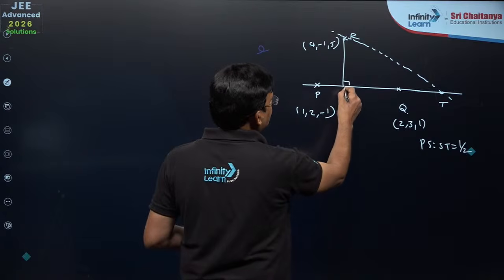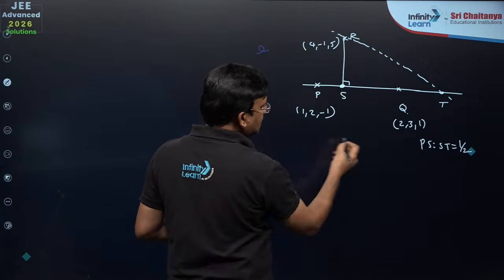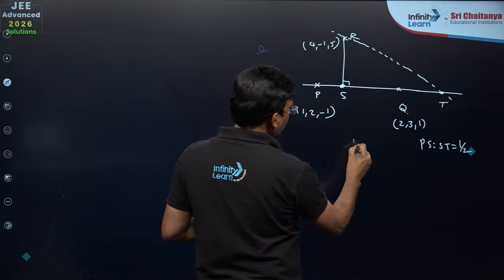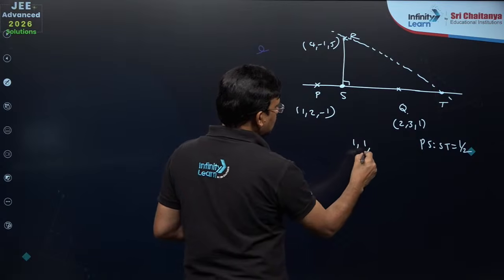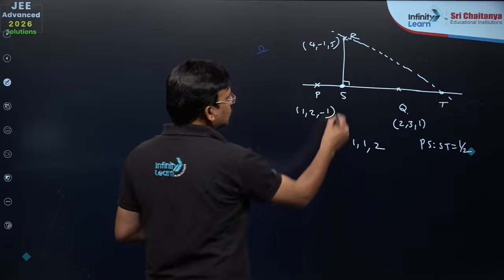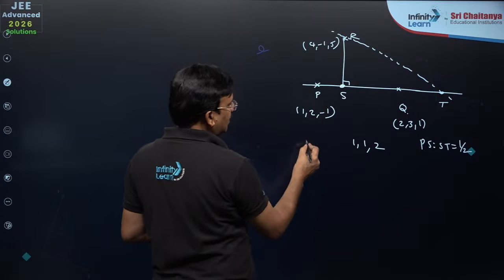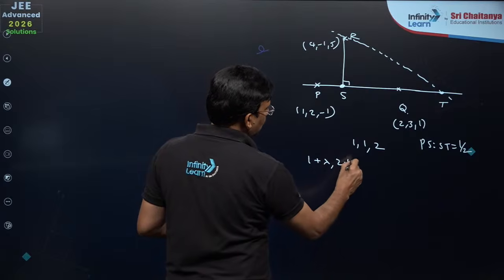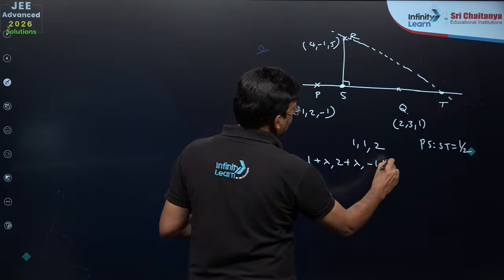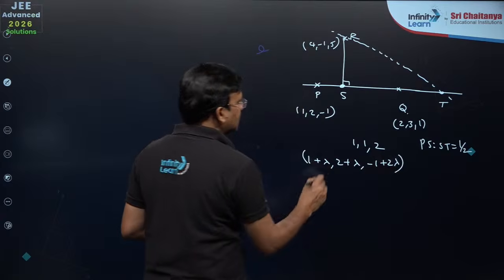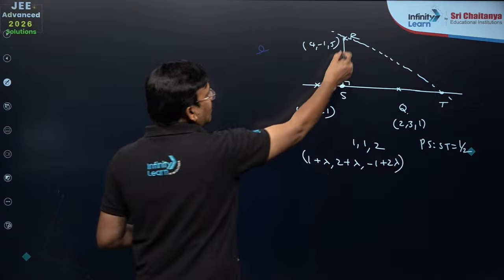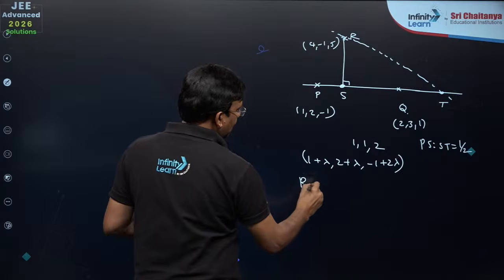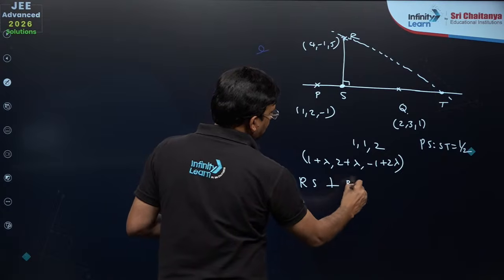Let us try to find S. This is the line. What are the DRs? 2 minus 3 is minus 1, 3 minus 2 is 1, that is 1, 1, 2. These are the DRs. So can I take the point S in a general format? So this is (1 plus lambda, 2 plus lambda, minus 1 plus 2 lambda). Yes, this is S. Now since it is the foot of the perpendicular, RS is perpendicular to PQ.